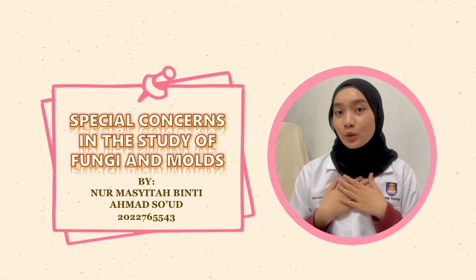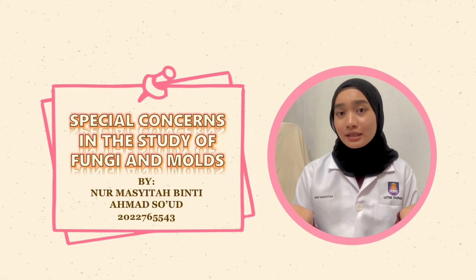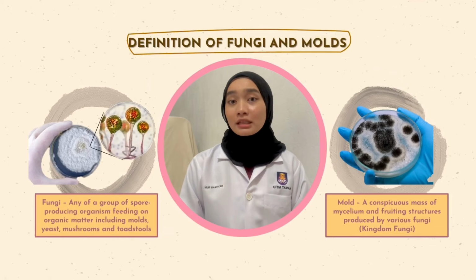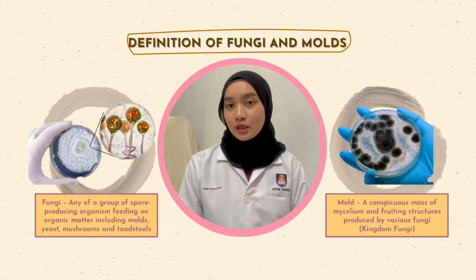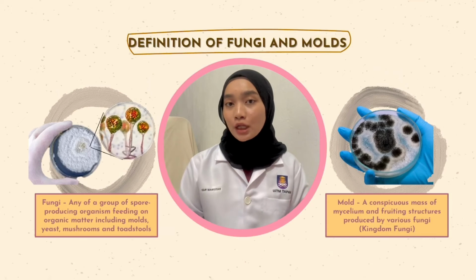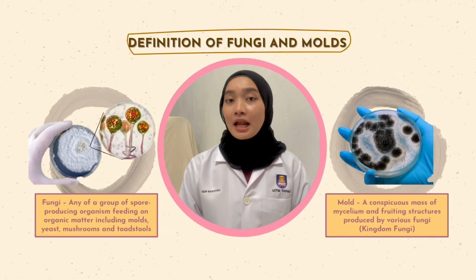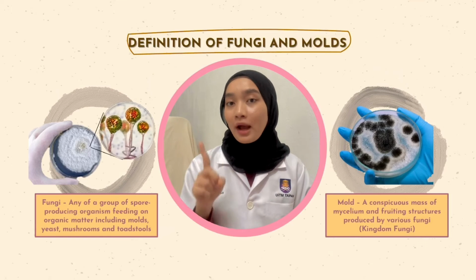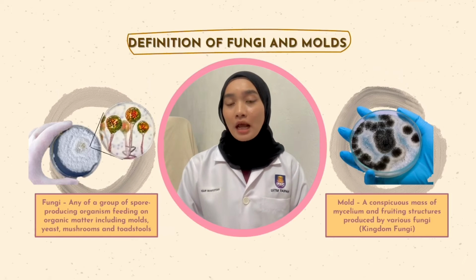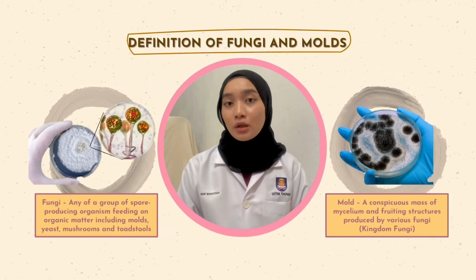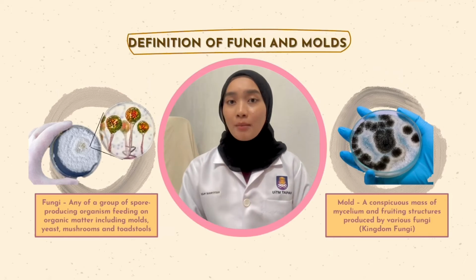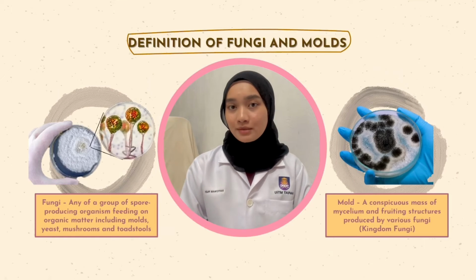Now I am going to explain the special concerns in the study of fungi and molds. Molds are a type of fungus capable of producing toxins, volatile organic compounds (VOCs), and other metabolites. They grow in colonies and are disseminated as spores by both wind and water. While mold and other fungi play an essential role in nutrient recycling in nature, they can be a real threat when they migrate into school laboratories.